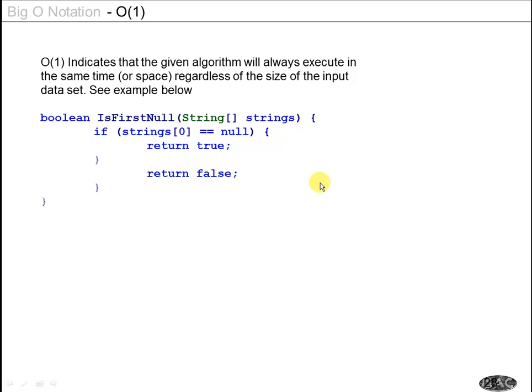Now in this case, if you notice, it does not matter what the size of the array of strings is. This object may have 10 strings or 10,000 strings or just one string. In all cases, it will still run these 3 steps and that's it. It does not depend on how big the array of strings is. So this algorithm runs in constant time or space regardless of the size of the input, and that's why it is called an algorithm of order 1.